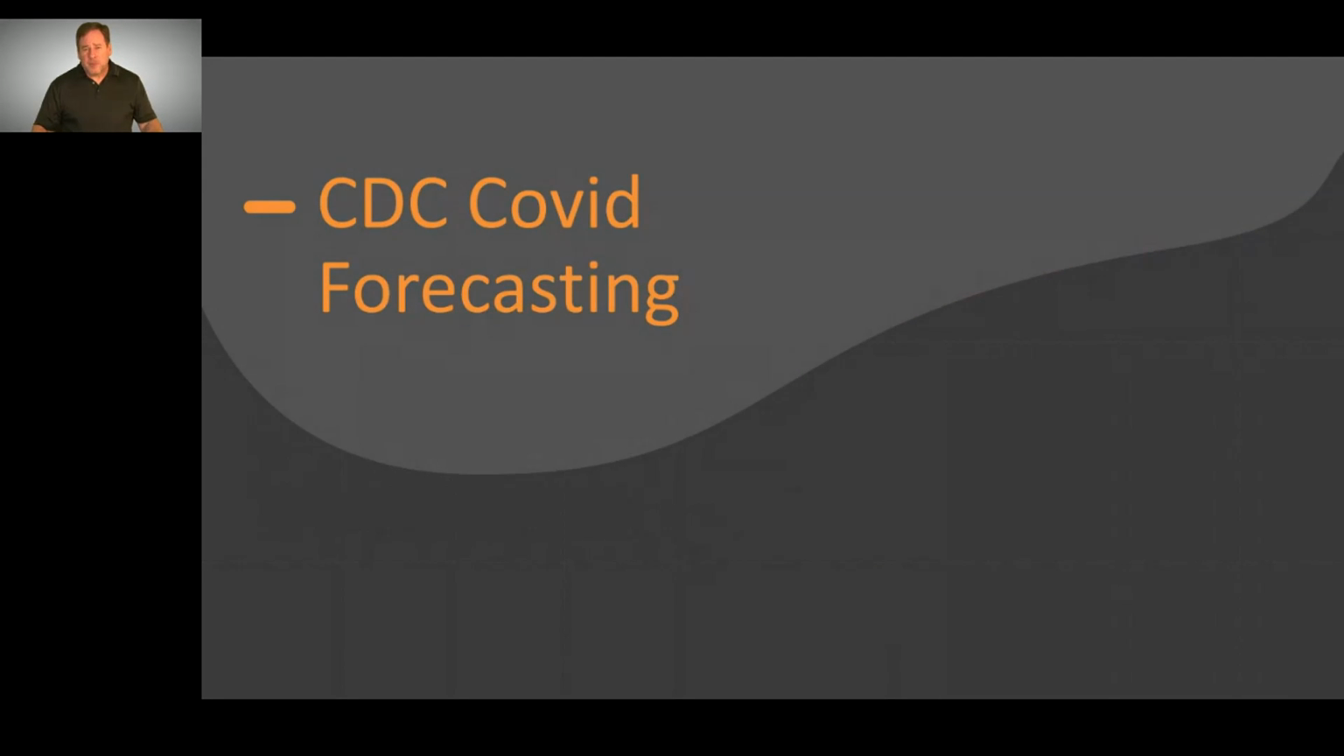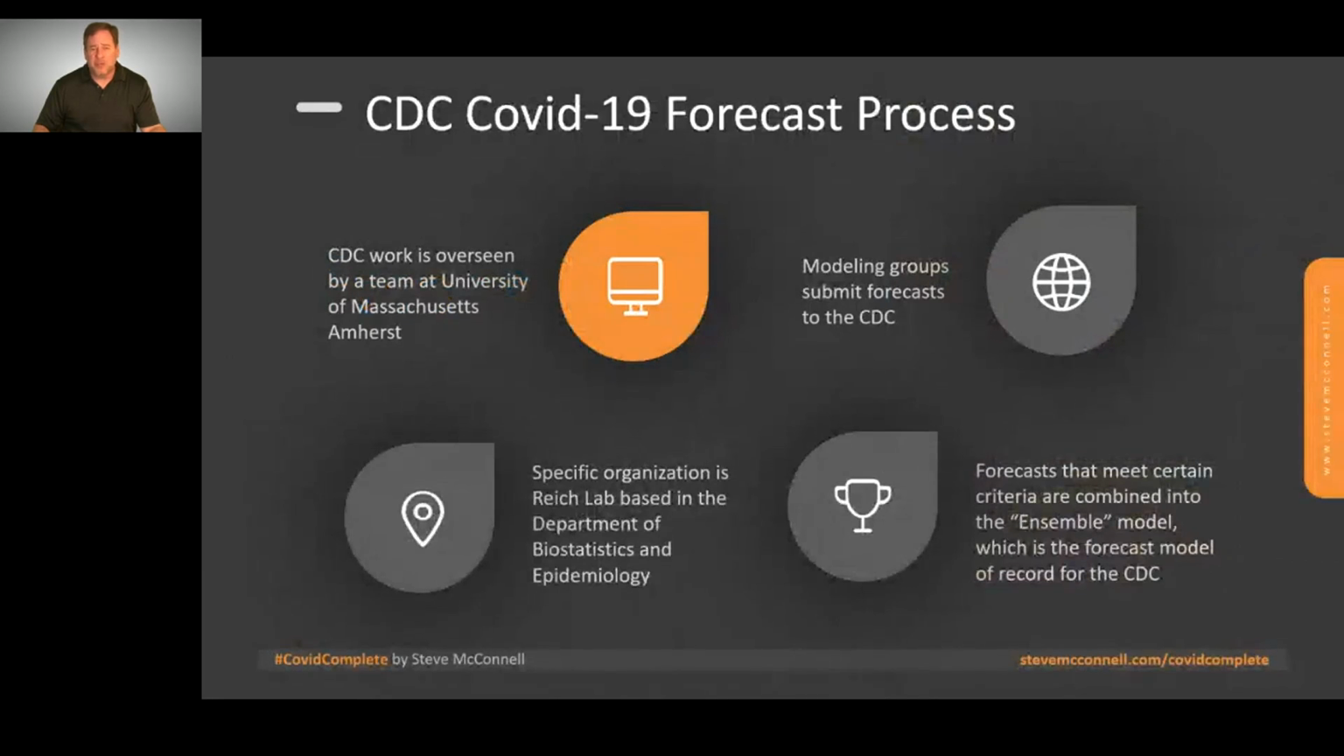So turning to the specific topic of CDC COVID forecasting, the CDC forecasting group and approach looks like this. The CDC work is overseen by a team at the University of Massachusetts Amherst, and there are a number of modeling groups that submit forecasts to the CDC. Over the course of the pandemic, there have been about 60 different groups that have contributed forecasts at different times. Any given week, there are about 30 groups that contribute forecasts.